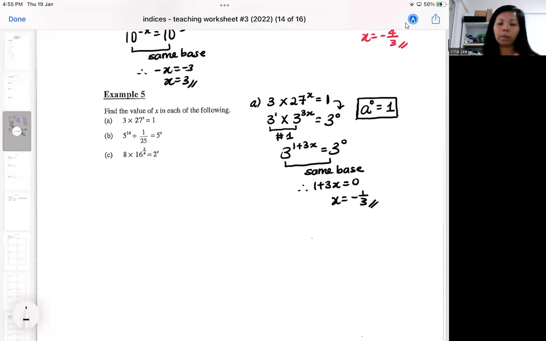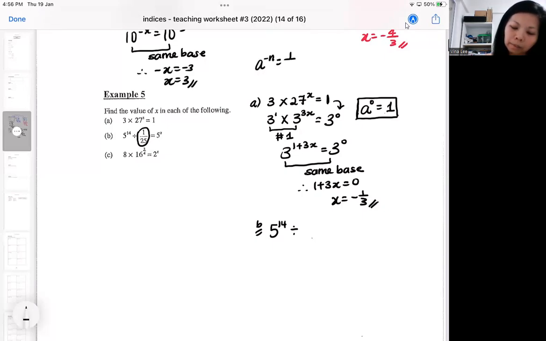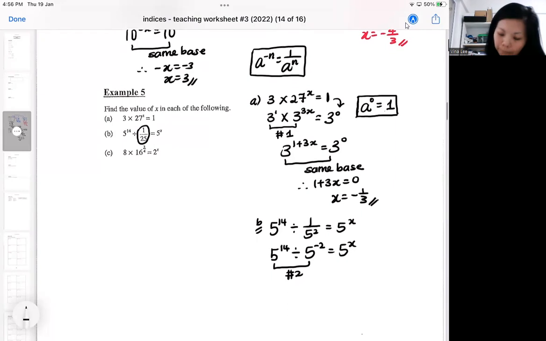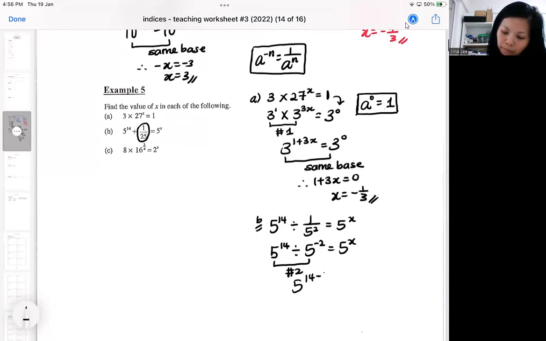There will be a bit more rules, same base multiplication. In part B, we actually got a same base division. So this 1 over 25. Again, when you see a fraction, it comes back to this rule. How is 1 over 25 related to this rule? It is 1 over 5 squared, and 1 over 5 squared is 5 to the power minus 2. So this is same base division, your rule number 2. Rule number 2 says that you're supposed to subtract.